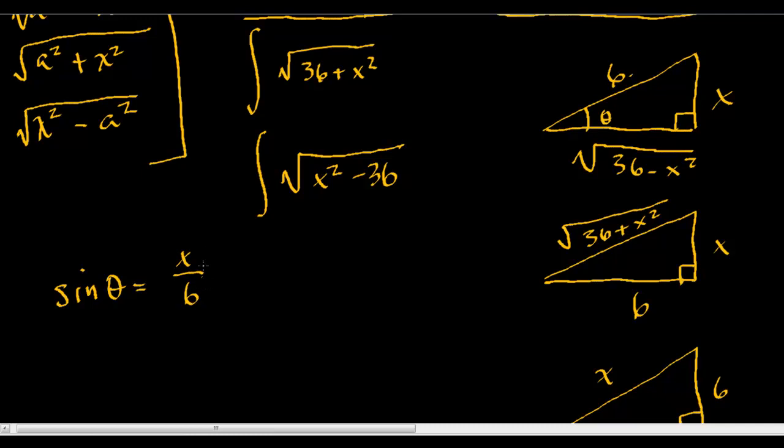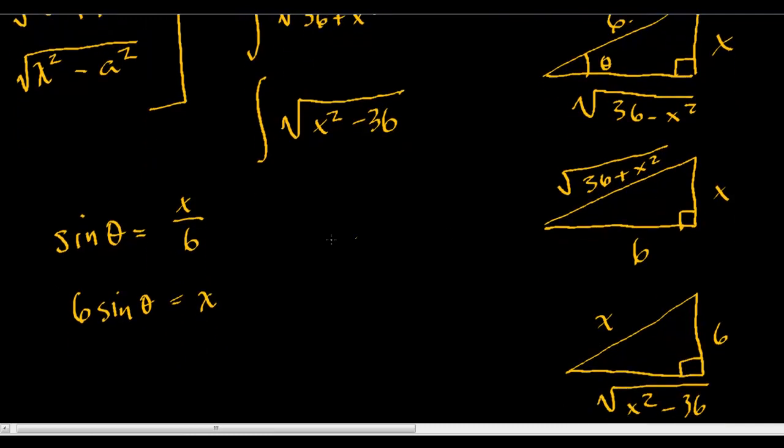That's my substitution. But to set it up, all we're going to do is move the 6 over to the other side. And that's it. We now have redefined x. We have x on one side, and then it equals something that only has theta on the other side. So I just take the derivative of x with respect to theta, and I'm going to get 6 cosine theta d theta.